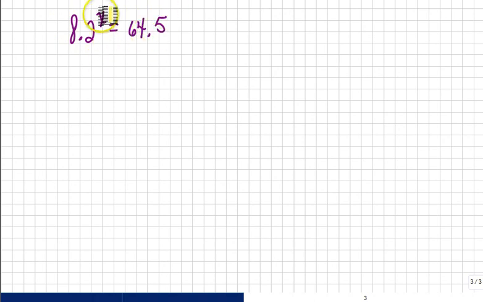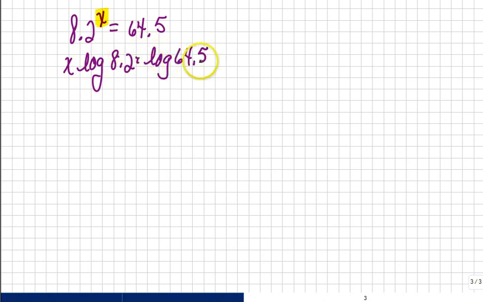Well, here's the key to the problem right there. You see x as the power, so you know you're going to have to use logarithms in order to solve this equation. So we take the log of both sides. I'm going to skip the step by pulling the power down immediately. So I got x log 8.2 equals log 64.5. And now it turns into a pretty easy problem because all you have to do to solve for x, take your calculator, take the log of 64.5, and divide by the log of 8.2.